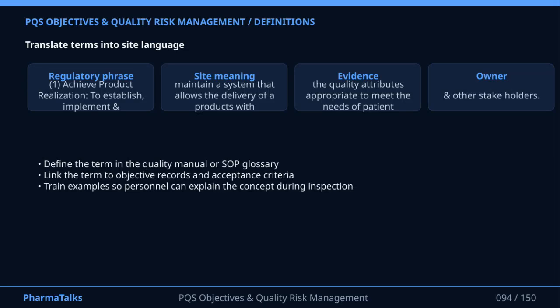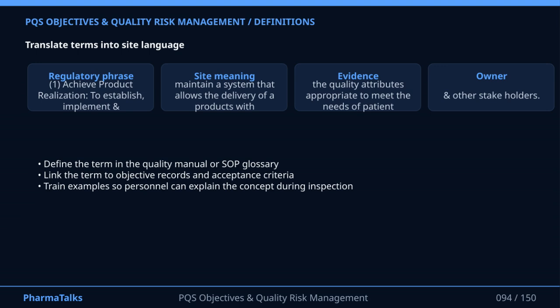On this slide, we focus on the key objectives of the Pharmaceutical Quality System, or PQS, and the importance of quality risk management definitions. The main goal here is to achieve product realization, which means establishing, implementing, and maintaining a system that consistently delivers products with the right quality attributes to meet patient needs and satisfy other stakeholders.